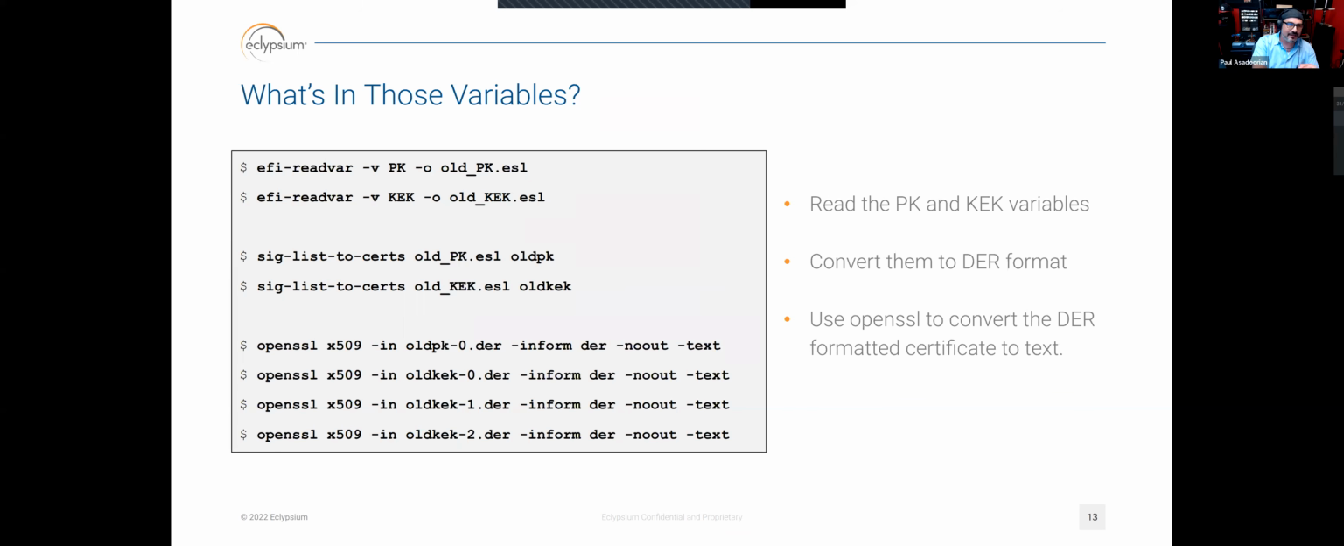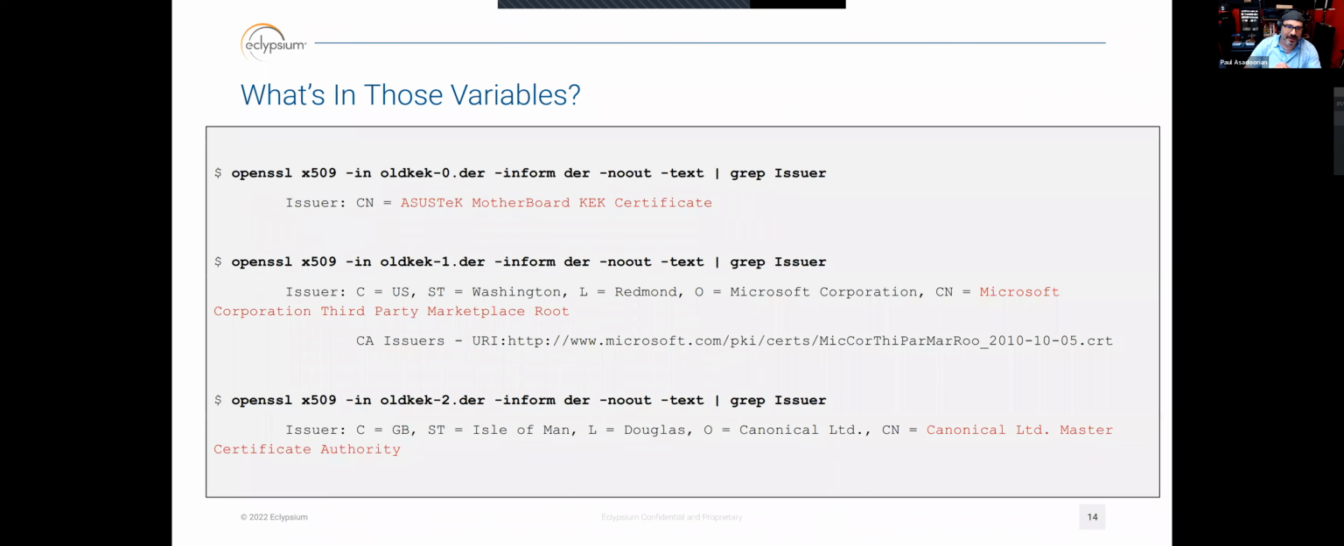which is where this section will ultimately end. So the first thing you want to do is use efi-readvar, then tell it to read the PK and KEK variables and read those into a file. You're then going to convert that file, I believe with sig-list-to-certs, into a DER format. Then you can run the OpenSSL commands on this page and convert that out into text. So that's how you read what's in the variables and convert it into a human-readable certificate, so you can then use the commands on this slide and see who the issuer was of each of those certificates.